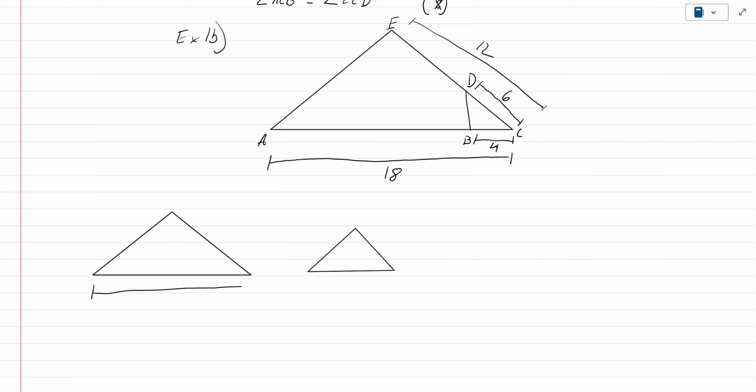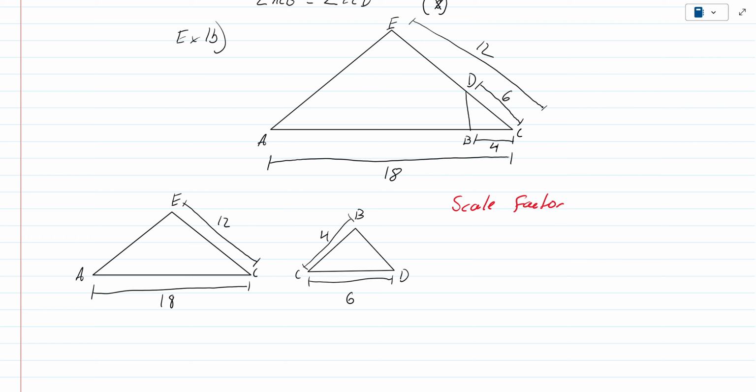So we assign our letters and our values that we know. We know that the length of AE is 12. We know the length of AC is 18. We also know that the length of DC is 6. The length of CB is 4. So looking at these two similar triangles, we're going to have to do something to work out the scale factor.